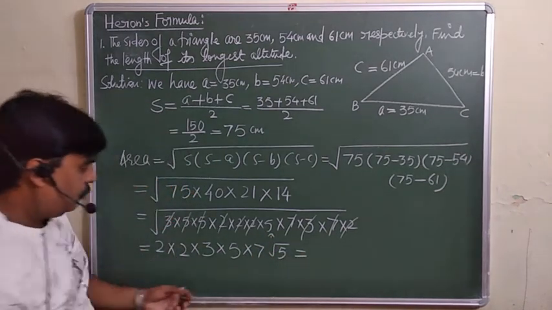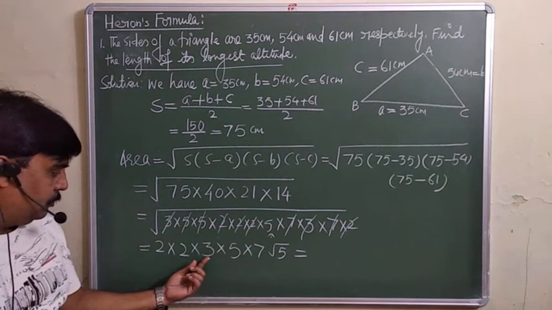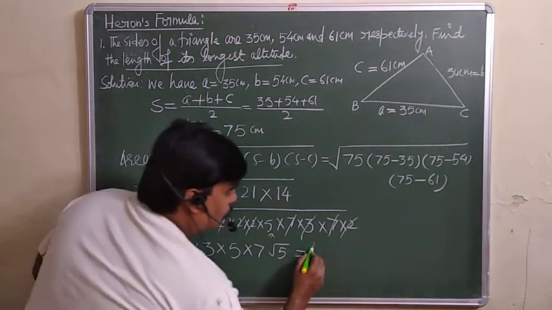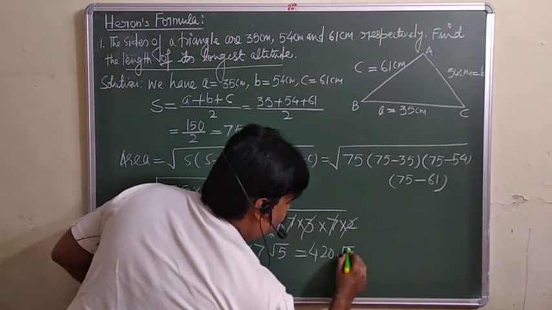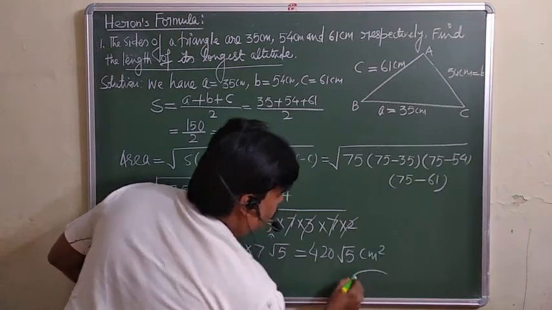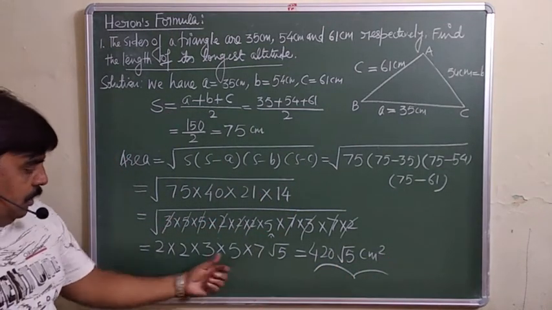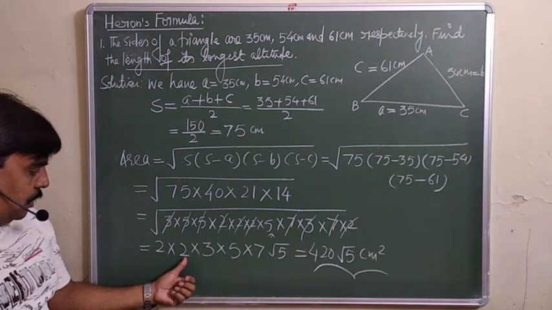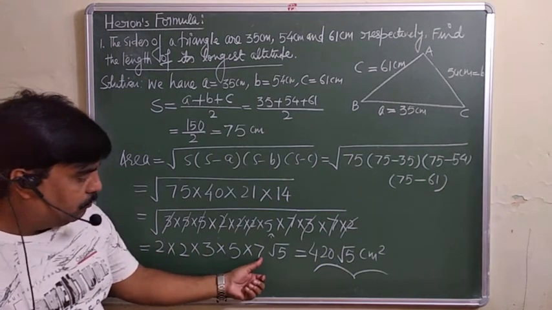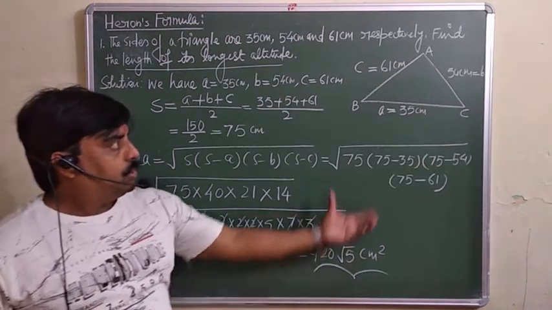So this is equal to 420 root 5 centimeter square. This is the area of this triangle. So 5 threes are 15, 30, 60, 6 sevens are 42, 420. So this is the area.